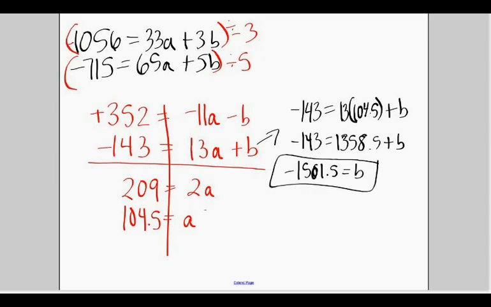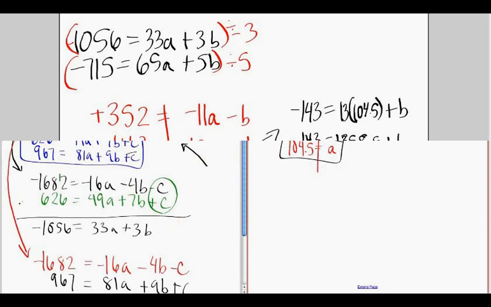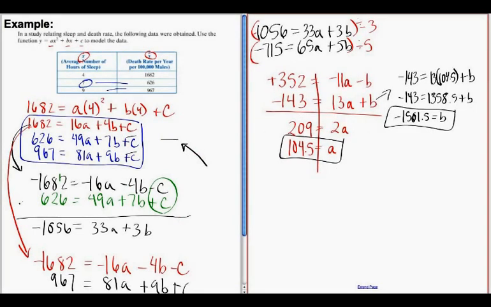Now I'm ready to go and plug things into my original equations. Let's go back to that and see what my original equations were. So I'm going to go back to, it honestly won't matter. You can pick the one with the smallest numbers, or I can pick this one because it doesn't really matter. I'm going to just plug in my A, so 16 times 104.5, and 4 times negative 1,501.5 plus C. And now I'm going to solve for C, of course.